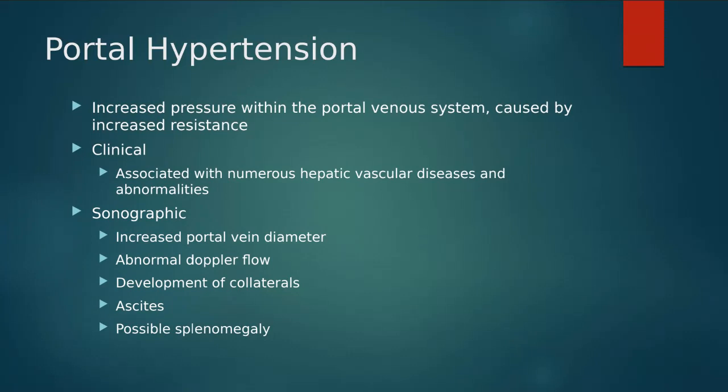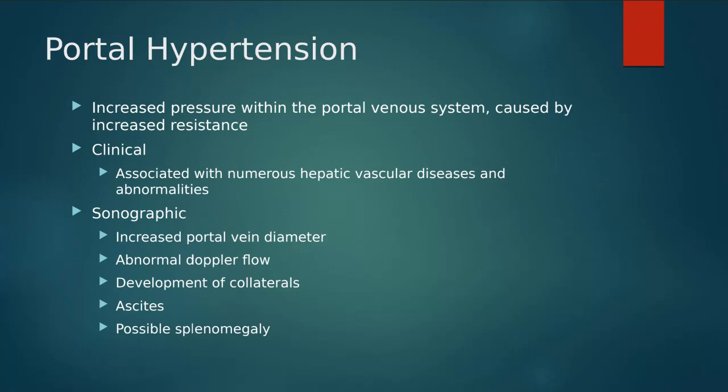On ultrasound, we are going to see that portal vein as it's entering into the liver have an increased diameter. So we're going to see a very dilated portal vein at the porta hepatis. We're also going to see it with abnormal Doppler flow patterns, which we'll learn about. We could see development of collaterals.